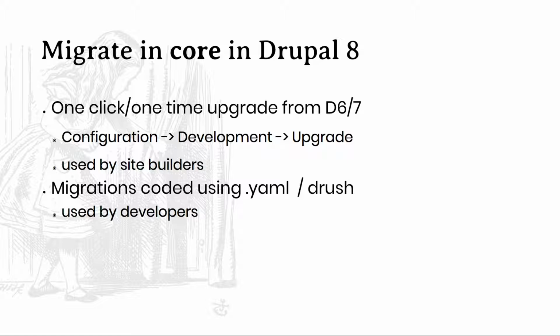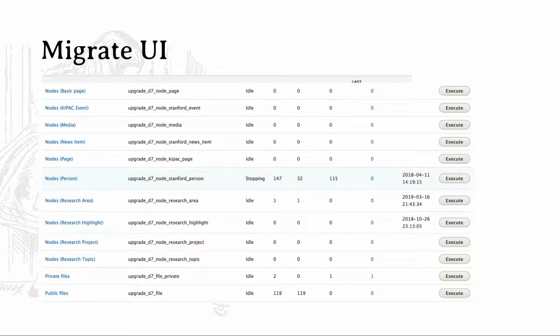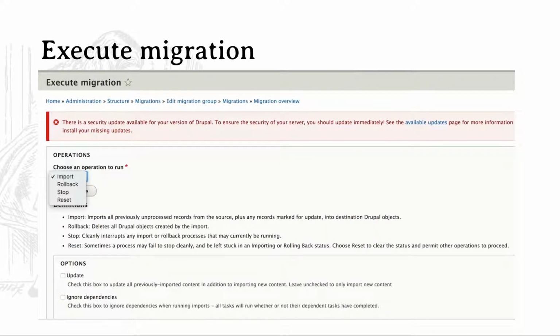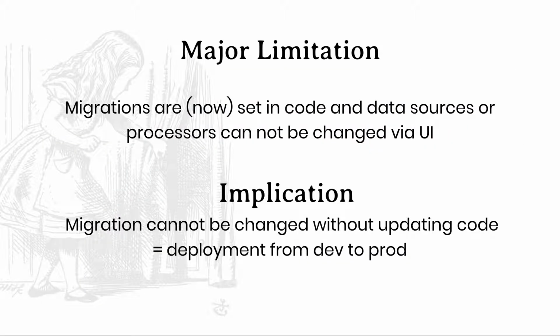You can use it with Drush. And it has some limited UI that you probably can invoke if you need to sometimes. And you can run some migrations through UI, but you can't change anything. And the implication is that if you want to change something in your migration, you have to go back to a developer, they need to recode it, and then you need to push it to your production site. And this is a major challenge.